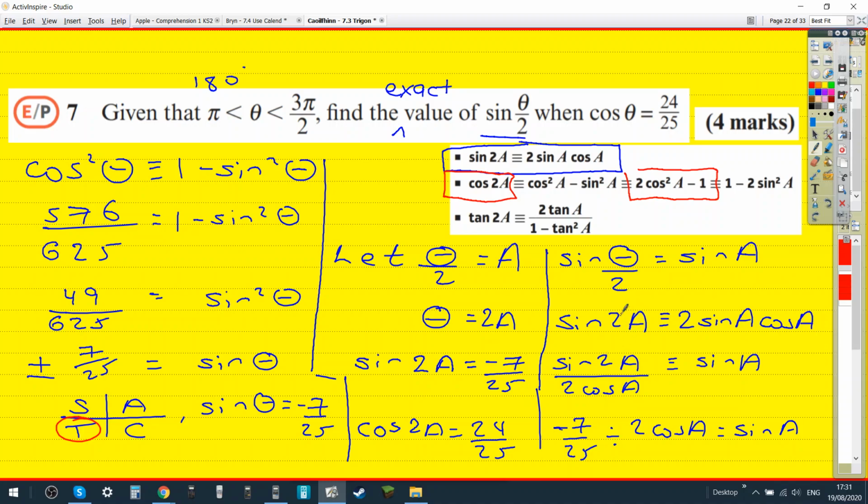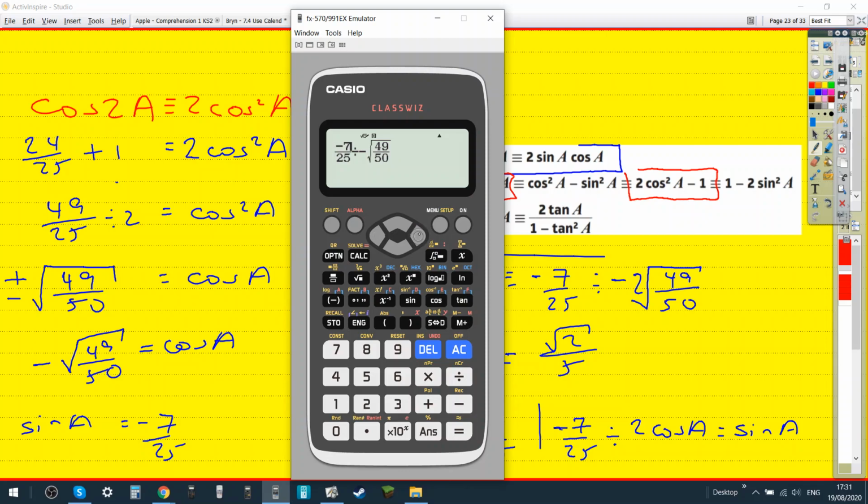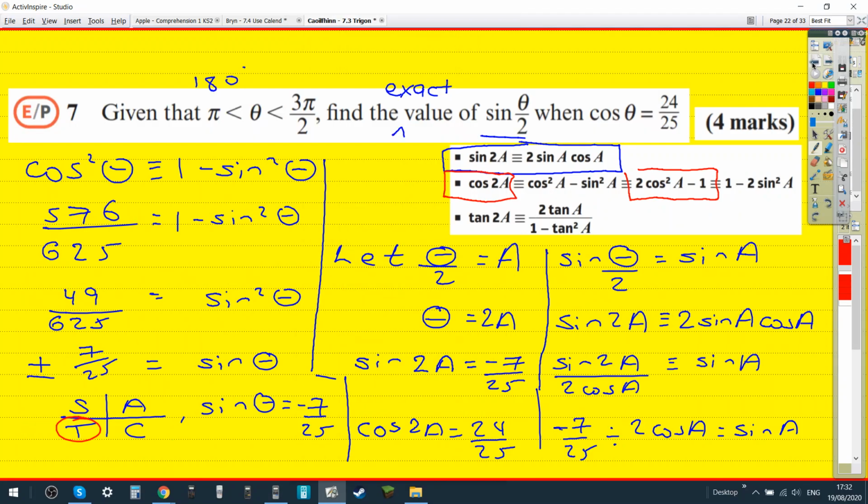Sine 2A we had from earlier. Where was sine 2A? Sine 2A is minus 7 over 25. So minus 7 over 25 divided by 2 cos A. Did we leave out the 2? It should be this times 2. 2 cos A. So minus 2. Okay. Oh yeah, now we have root 2 over 10. There we go. Just when I was transferring it onto the other page, I left out the 2 cos A. Yeah.